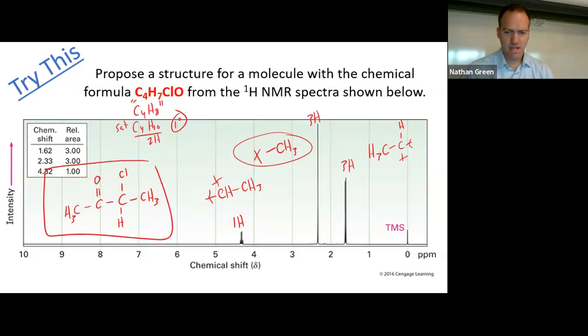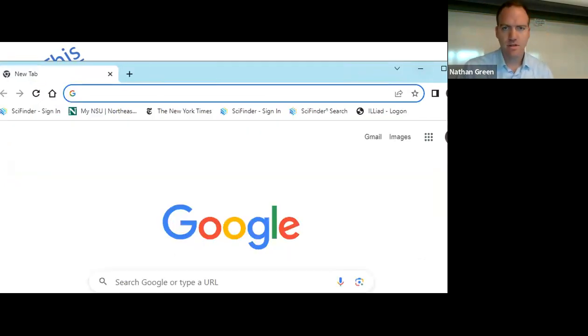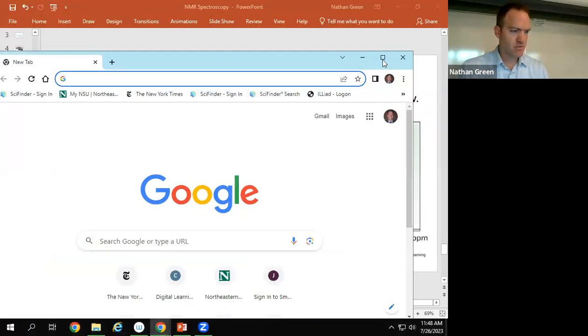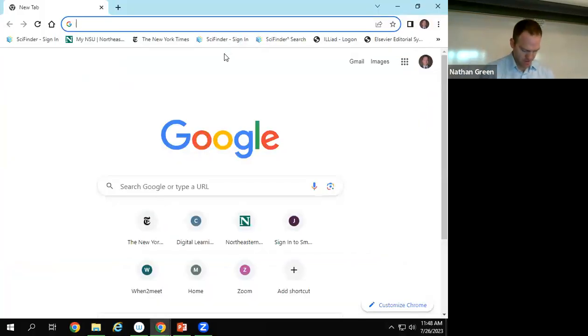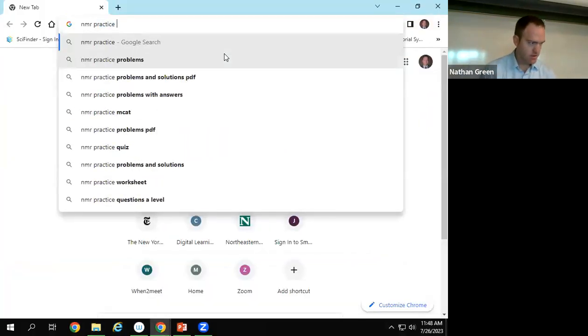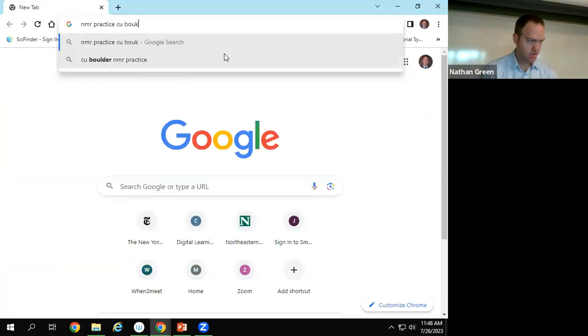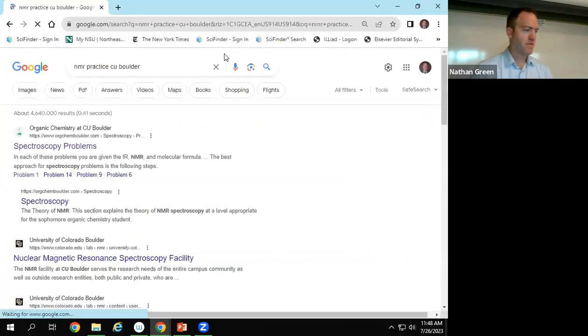Okay. Last thing I want to do, and I know I'm 2 minutes over, so I'm sorry, I'll move quick here. I want to show you one of my favorite sites that I wish I would have come up with. If you type into the Google machine or any search engine, NMR practice, CU Boulder. So the University of Colorado at Boulder came up with a beautiful way to practice NMR that I know right now you're not going to believe me because we're in a rush and the rest of this class is a little hectic at the end.